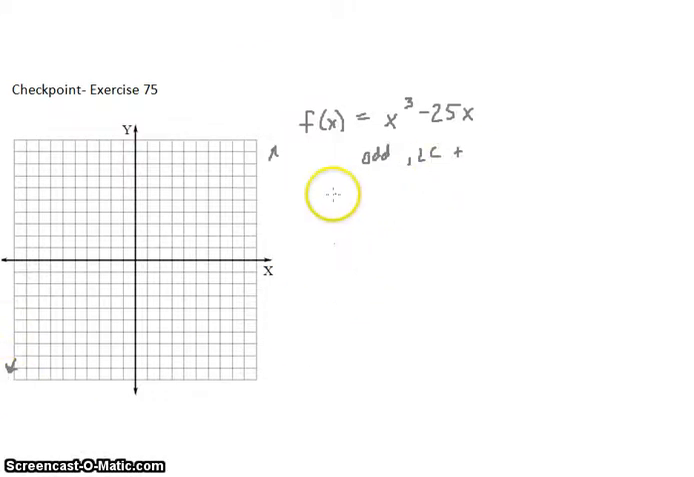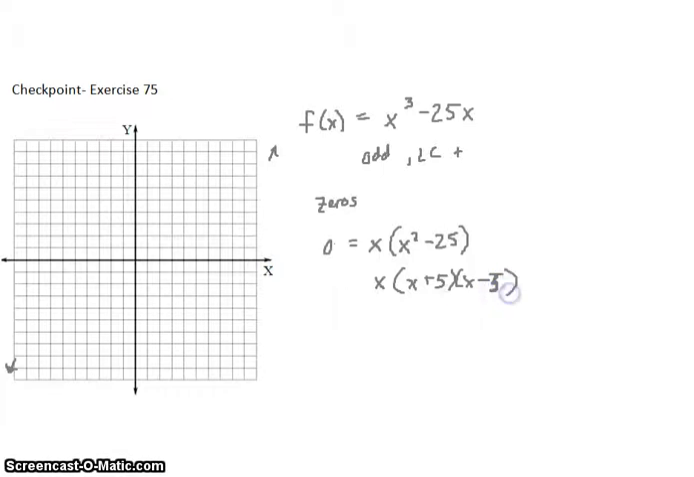If we want to talk about specific things with this, we need to talk about the zeros, or where it crosses the x-axis. So if I set it equal to 0, we're going to say that, well, this has a GCF of x, so I'm going to factor out x. So I'm left with x squared minus 25. That's even further factorable, so it's x plus 5 times x minus 5. So I have three zeros: 0, plus or minus 5. So I'm going to mark those.